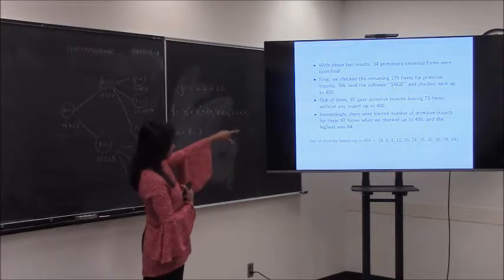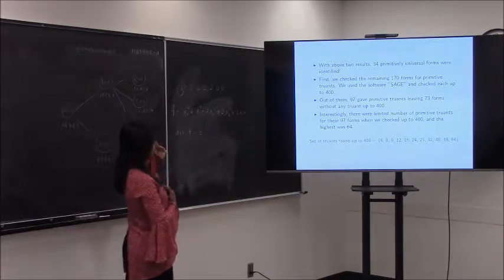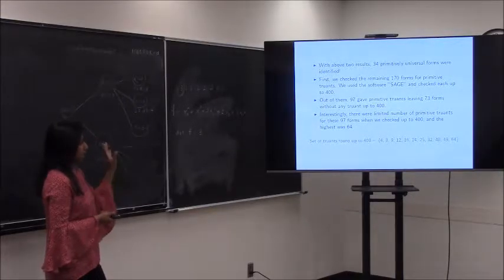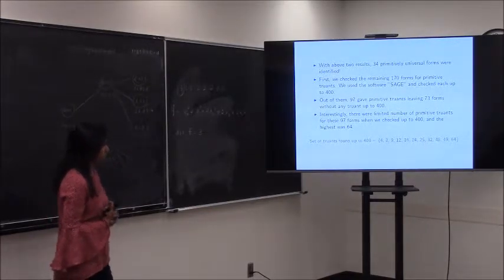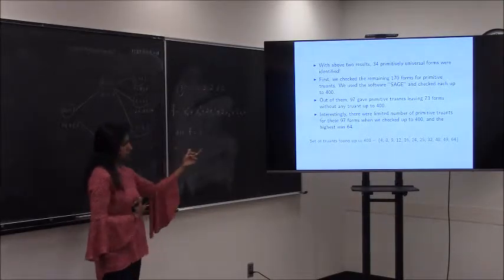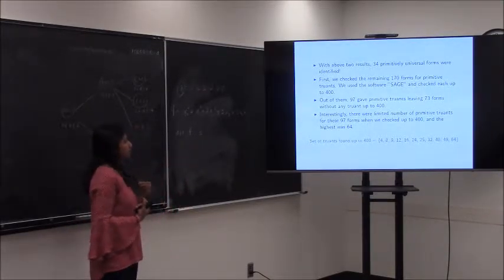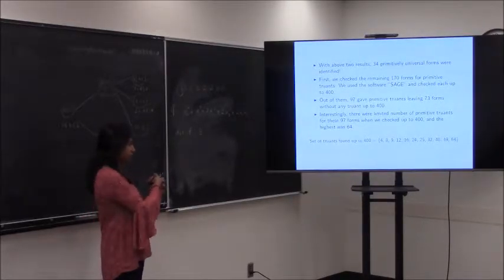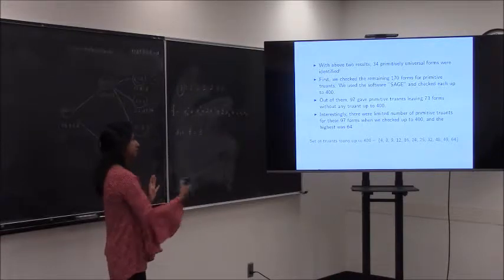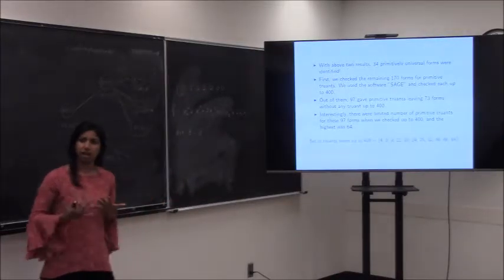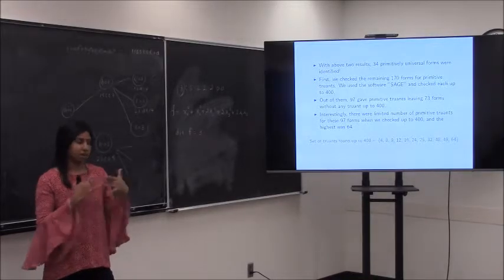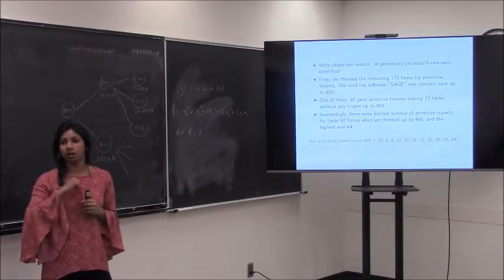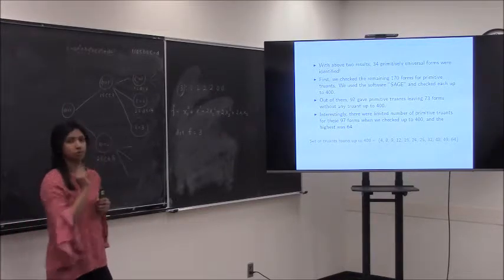Interestingly, when we think about these 97 forms which gave primitive truants, we identified that there is a limited number of primitive truants, and when we check up to 400, the highest truant appears for 64. So just 11 numbers, with the highest being 64, gave us an idea. So these are the only truants we can have for all of these quadratic forms in the 204 list.